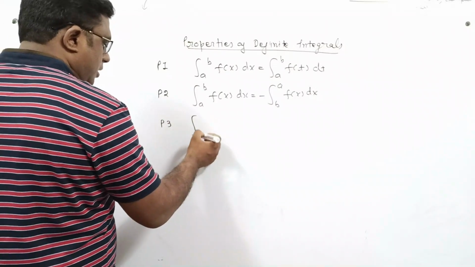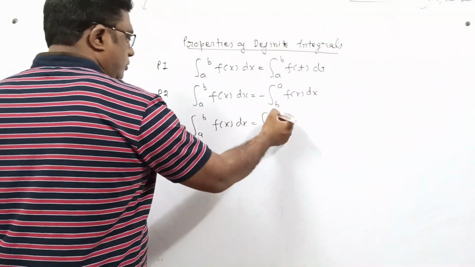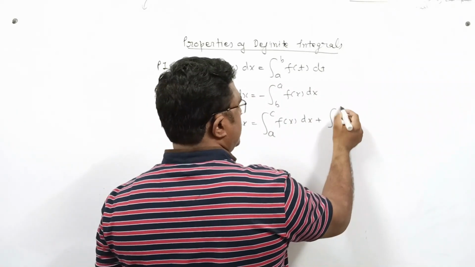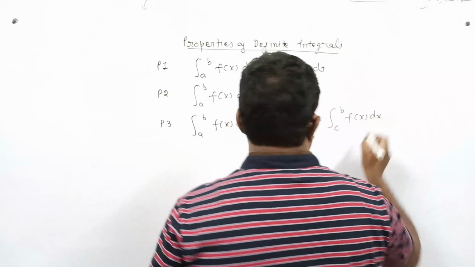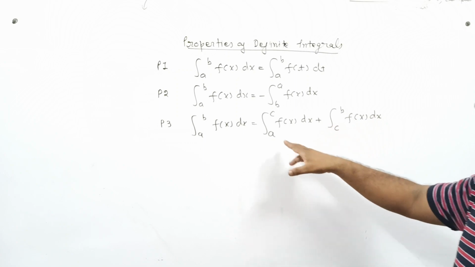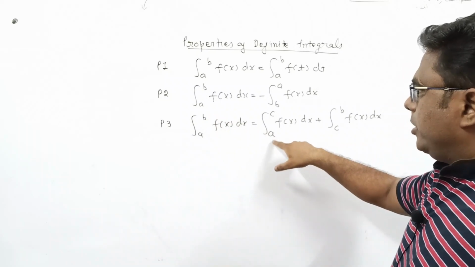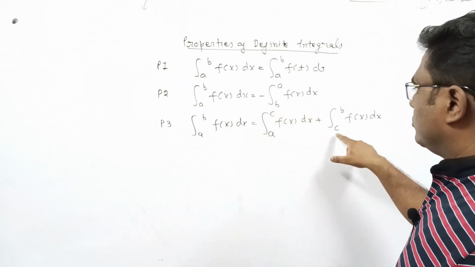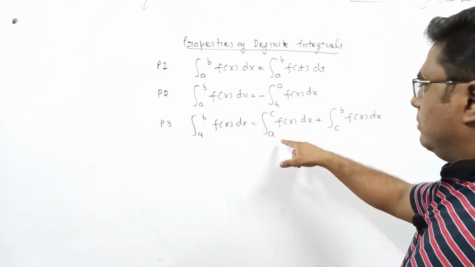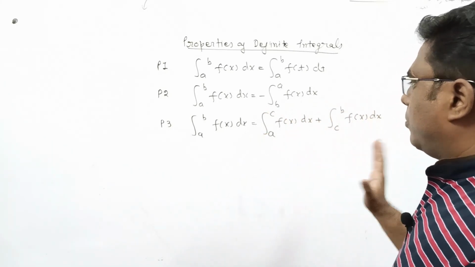Property number 3: integral a to b f(x) dx is equal to integral a to c f(x) dx plus integral c to b f(x) dx. This property can be understood in a very easy way. Suppose some person wants to go from A to B, then he goes from A to C, and after that he goes from C to B. So he is splitting his journey. He had to go from A to B, so he went from A to C, then from C to B, and he reached his proper target.